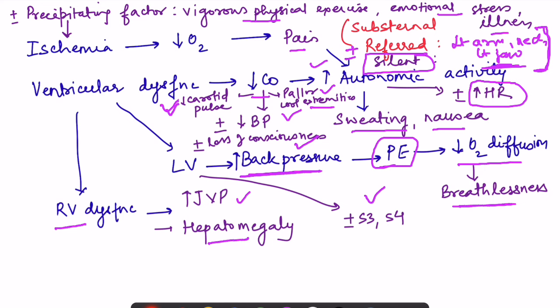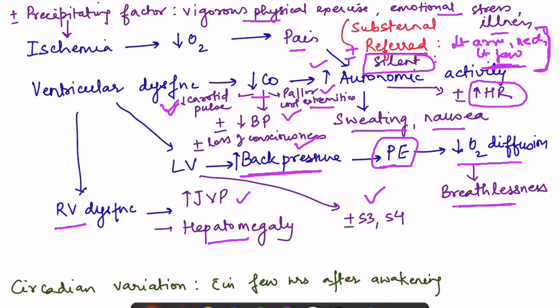Now generally we also see that there is some circadian variation, that is MI is most common within few hours after awakening, after waking up. Okay, so it is generally seen between 6 a.m. in the morning to 12 noon. Since increased autonomic activity, we have seen some precipitating factors: vigorous physical exercise, emotional stress, medical illness. All these are factors which cause increase in the autonomic activity.